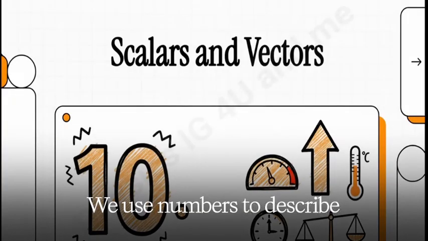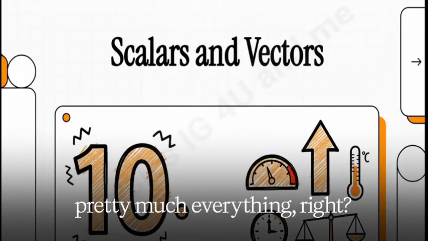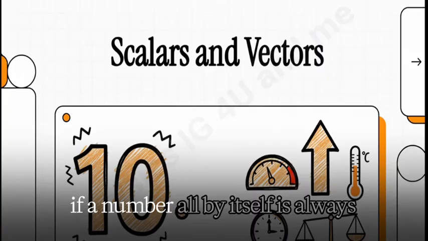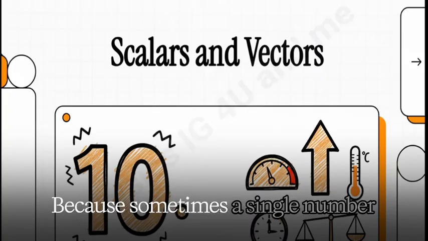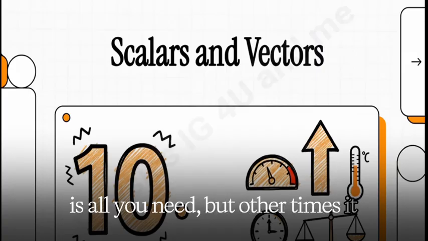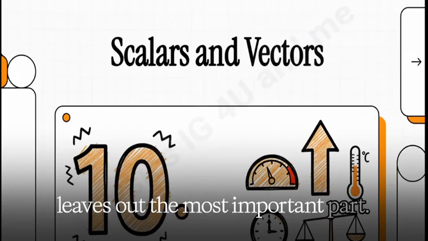We use numbers to describe pretty much everything, right? But have you ever stopped to think if a number, all by itself, is always enough to tell the whole story? Because sometimes a single number is all you need, but other times it leaves out the most important part.